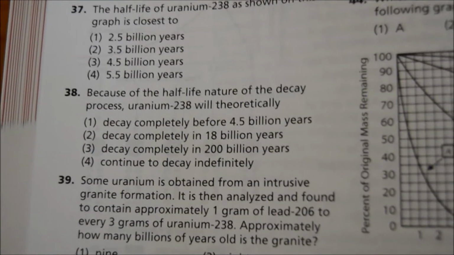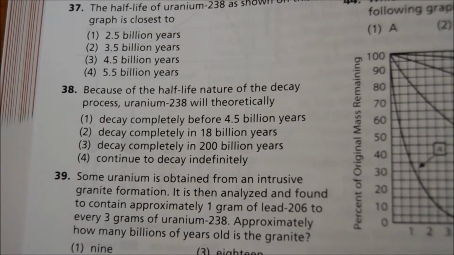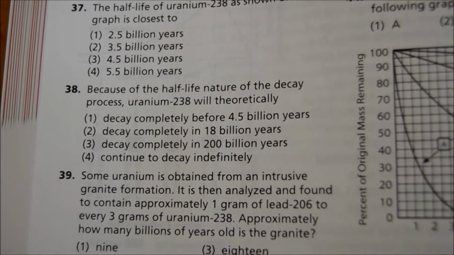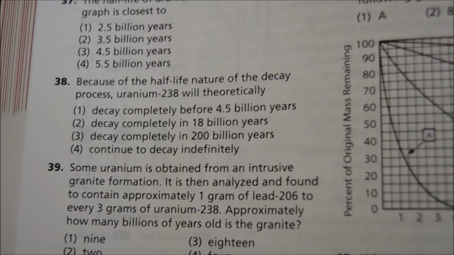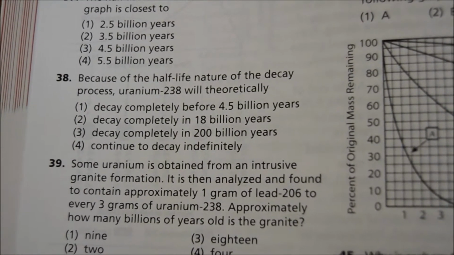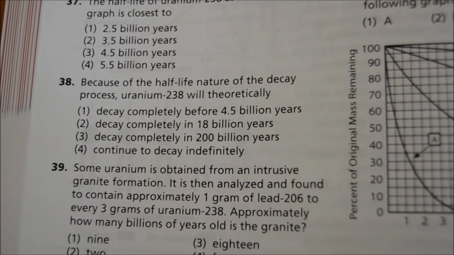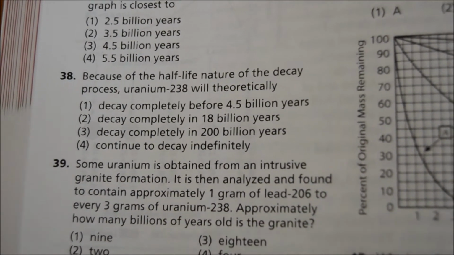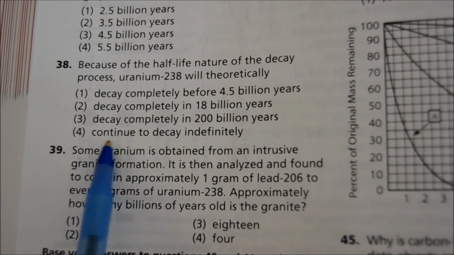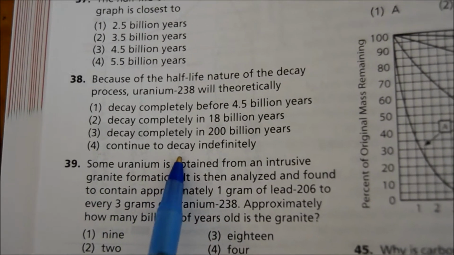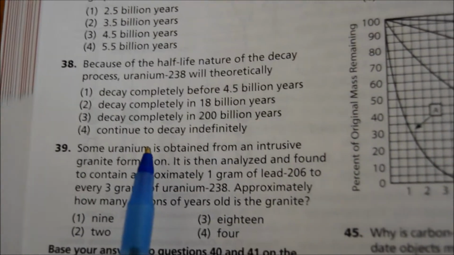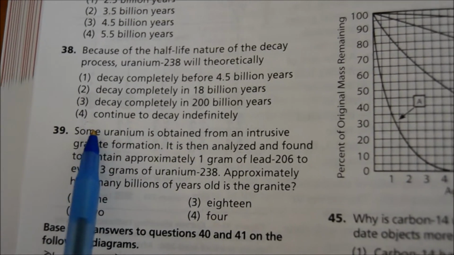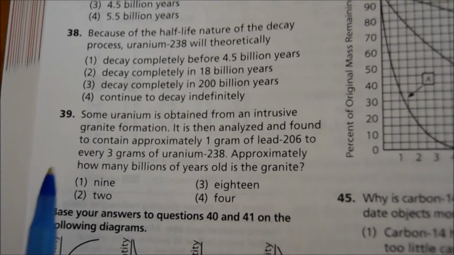Question 38. Because of the half-life nature of the decay process, uranium-238 will theoretically... Now, every time you take a half, so 50, then 25, then 12.5, then 6.25, and you're always constantly taking half, so it will continue to decay indefinitely. It just gets smaller and smaller and smaller to the point where it's not useful, but it never totally decays.